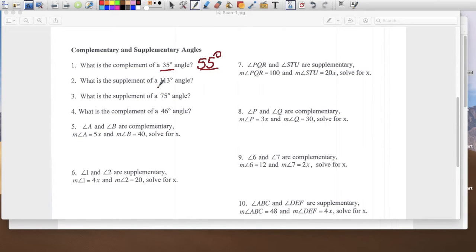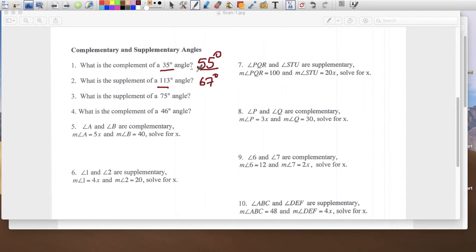Supplement, if one is 113, the other one is going to be 180 minus 113, right? So that's going to be 67, right? And you can always just add them together, see if they equal 180. 113 plus 67 seems like it's 180.